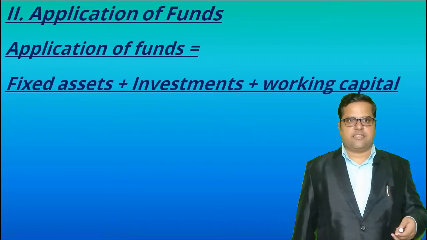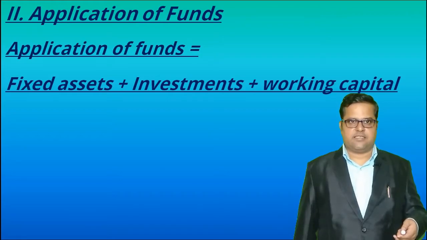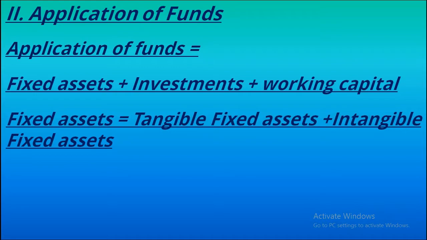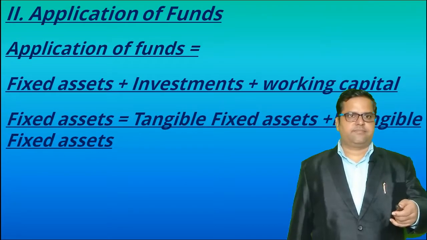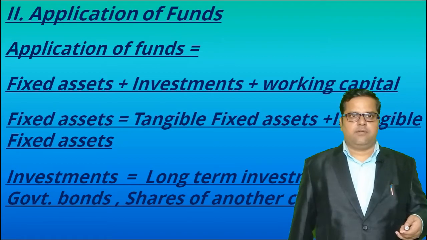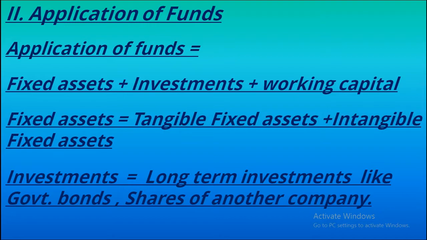In application of funds, we have three subheadings. First, fixed assets. Second, investments, and third, working capital. Fixed assets include tangible fixed assets such as land and building, plant and machinery, furniture, fixtures, etc. And intangible fixed assets include goodwill, copyright, trademark, patent, etc. Second subheading is investment. Investment should be long-term investment. Example, government securities, shares or debentures of another company.